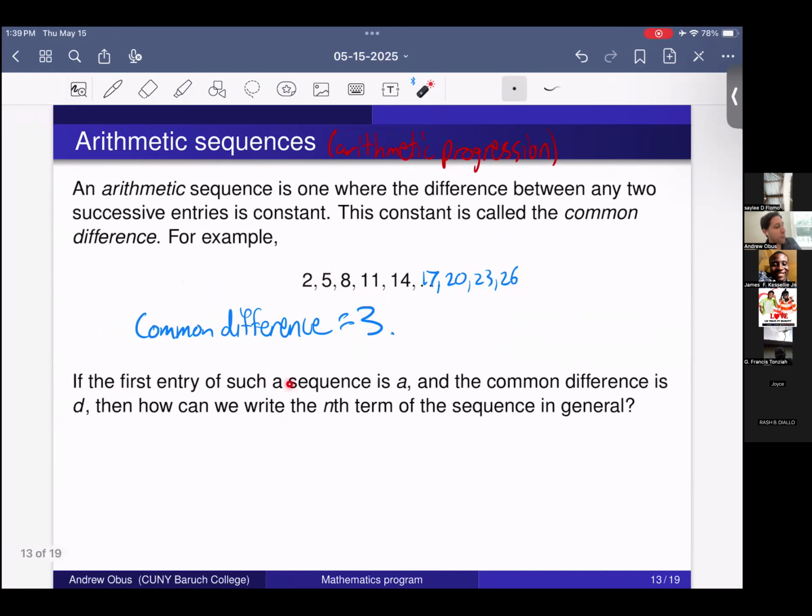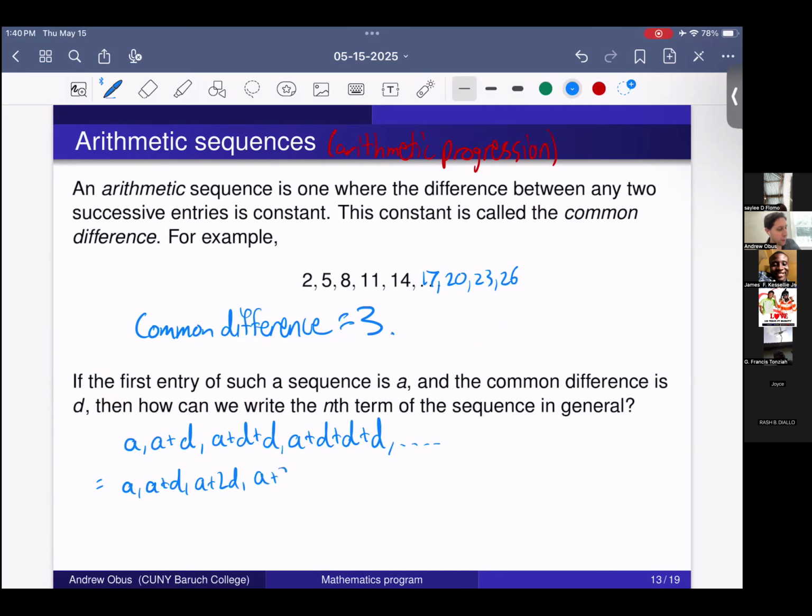And so we can write down a general formula. If the first entry of a sequence is a and the common difference is d, then how can we write the nth term of a sequence like that? Well, if you start with a, and the common difference is d, then the next term is going to be a plus d, then a plus d plus d, then a plus d plus d plus d, and so on. You keep adding a new term of d for each entry, right? So in other words, we can write this as a, a plus d, a plus 2d, a plus 3d, a plus 4d, and so on.